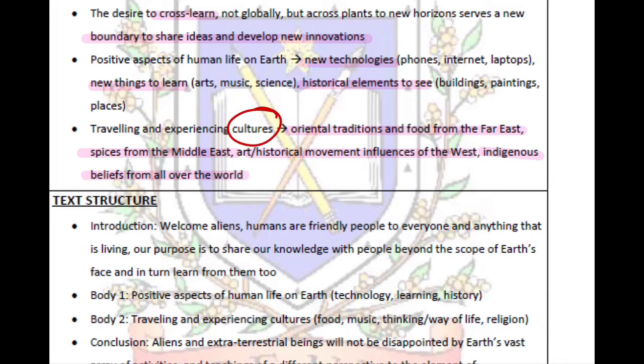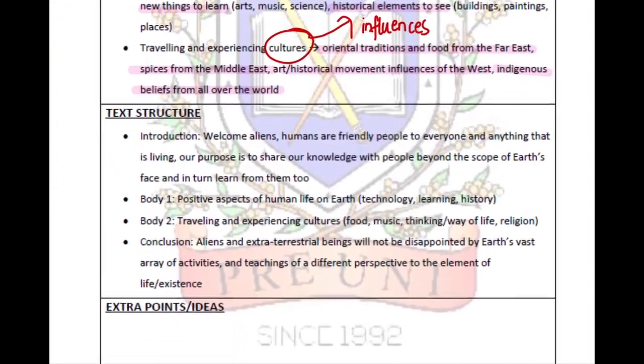Remember that culture actually ties in very strongly with this, because culture influences these elements. So culture has a very strong influence on history, the stuff that we learn, especially in arts and music, as well as technology. So the way that we actually use these things and how we integrate them within our lifestyle is based on culture. So have a think about this one as well.